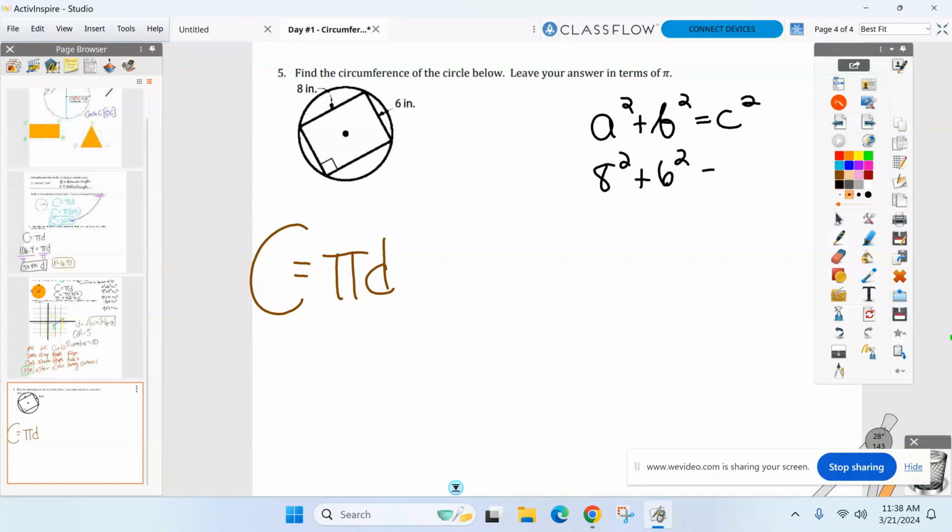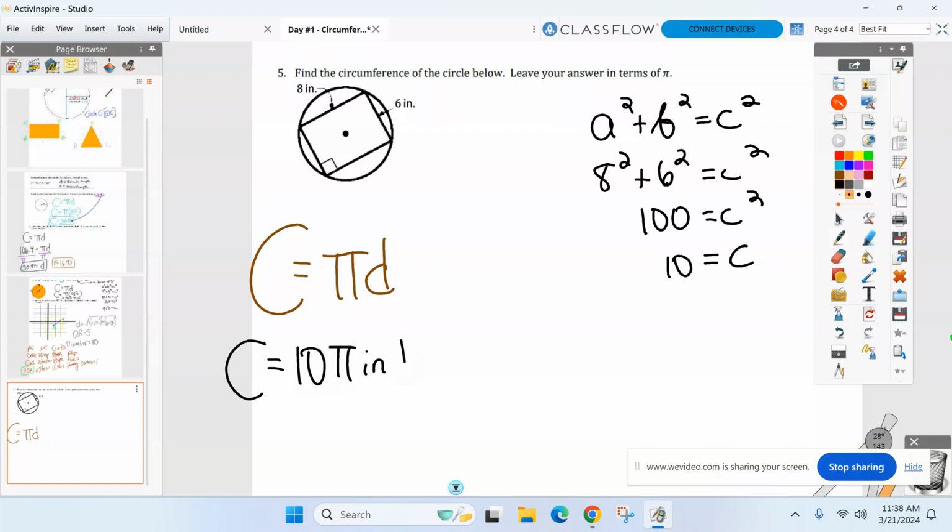Hopefully you're using Pythag to find the diameter length of 10. And if I'm leaving my answer in terms of pi, 10 pi inches.